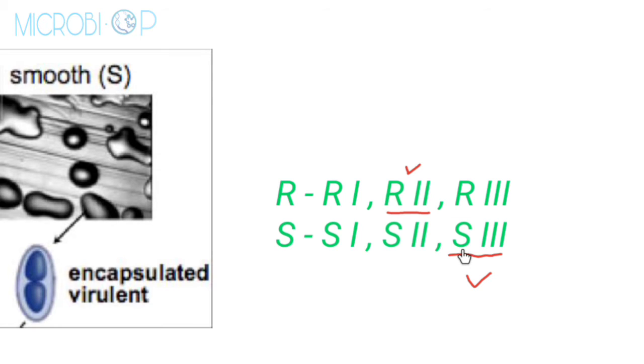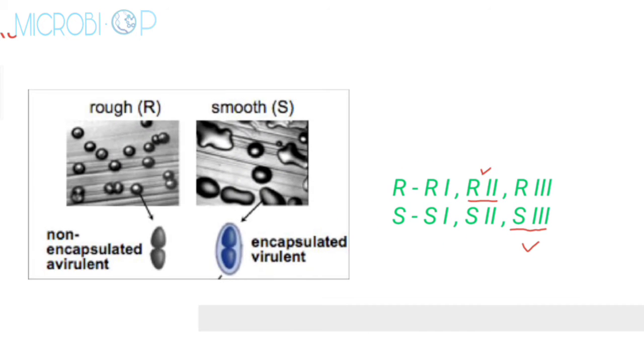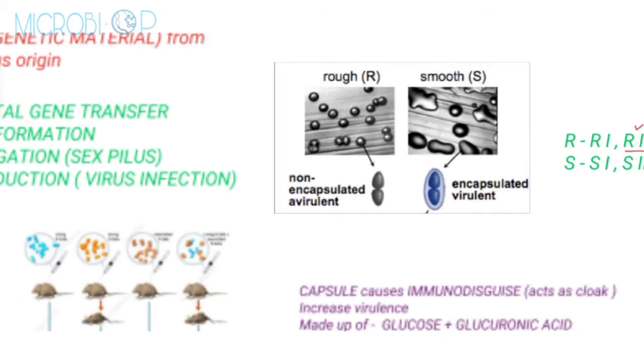These are the subtypes. Now, which did Frederick Griffith take for his experiment? He took R2 for rough colonies, and S3 for smooth colonies. Okay, he took these subtypes. It is very important to know the subtypes. Okay, it may be asked in MCQs.